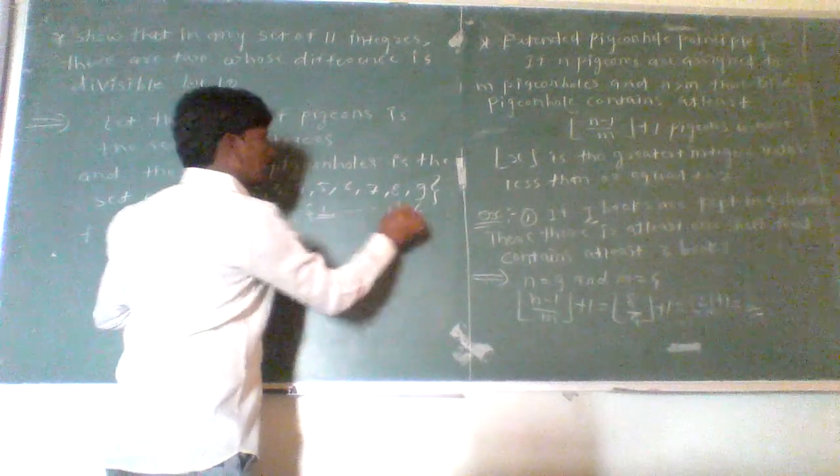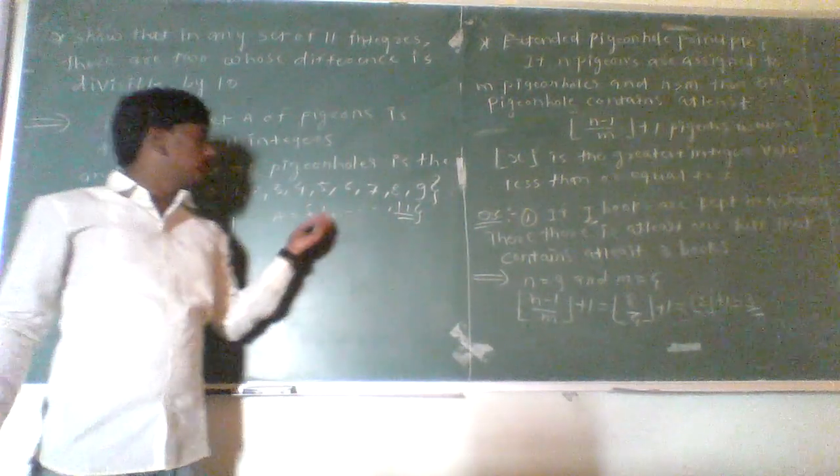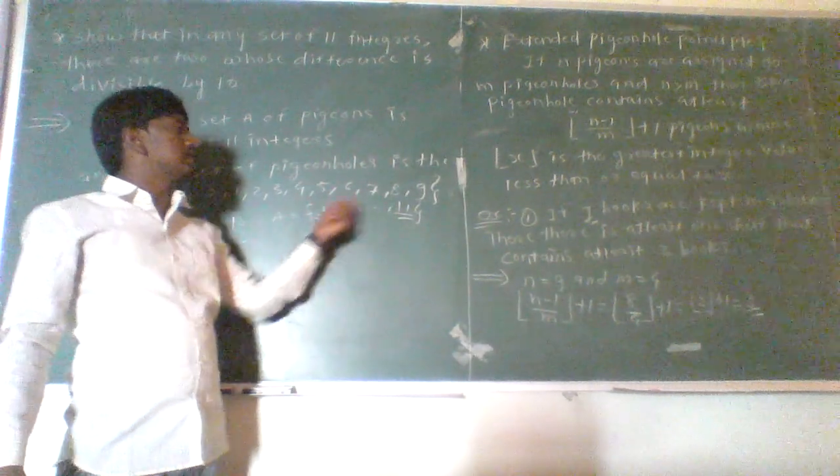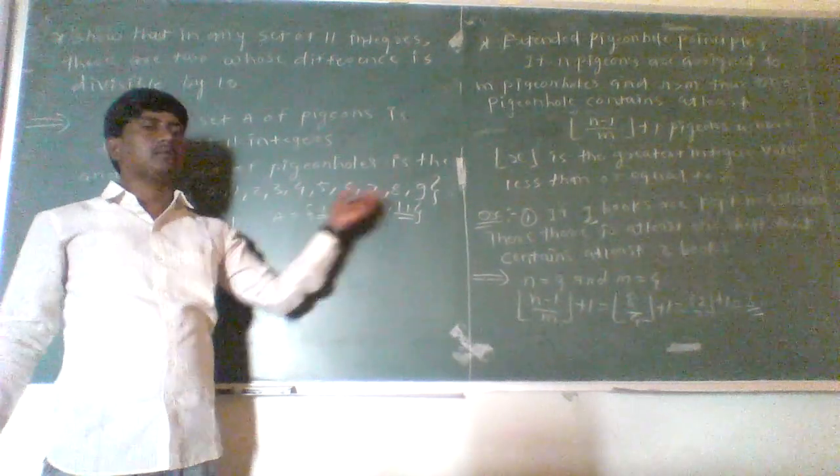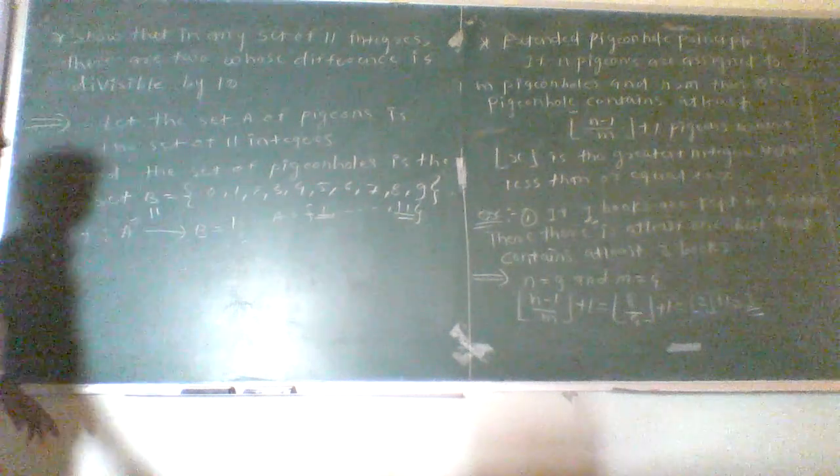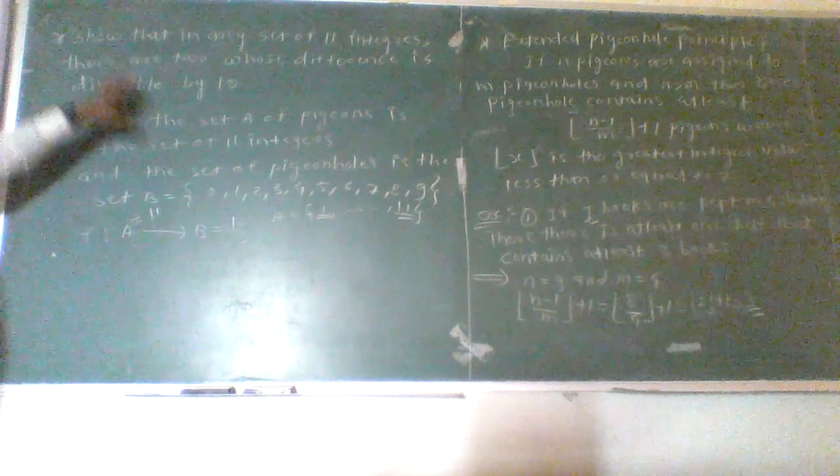So here, the numbers 1 and 11 are two numbers whose difference is divisible by 10. That is, 1 minus 11 is minus 10, or 11 minus 1 is 10, which is divisible by 10. And hence this statement is true.